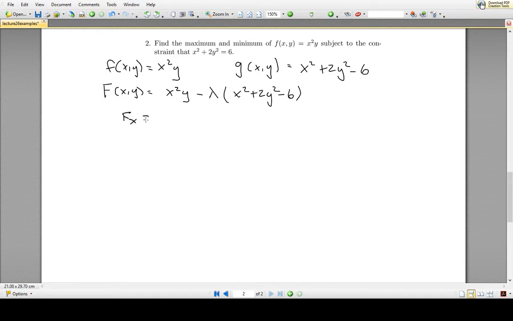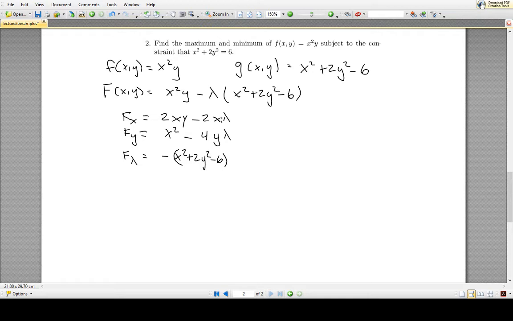The partial derivative of capital F with respect to x is 2xy from the first term minus 2x lambda from the second term. I missed a y there. The partial derivative of capital F with respect to y is just x squared minus 4y lambda from the second term. And the last partial derivative, with respect to lambda, is just negative x squared plus 2y squared minus 6.